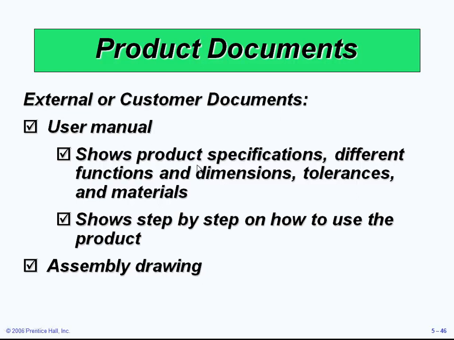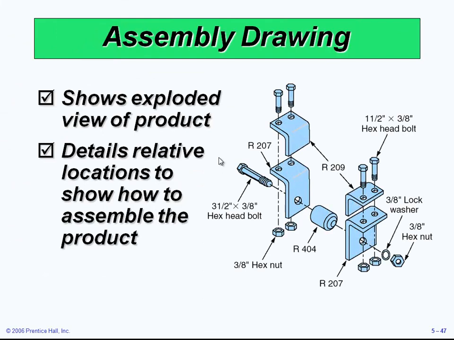For the external documents, external could be for the customer or the end user, such as the user manual, which shows product specifications, different functions and dimensions, the tolerance and materials, and also shows step by step how to use the product. Then we have the assembly drawing. This is an example of an assembly drawing that shows how this part or product is assembled or can be assembled.